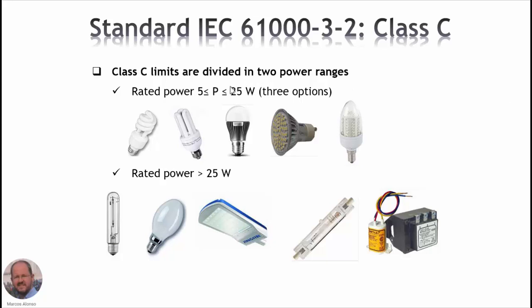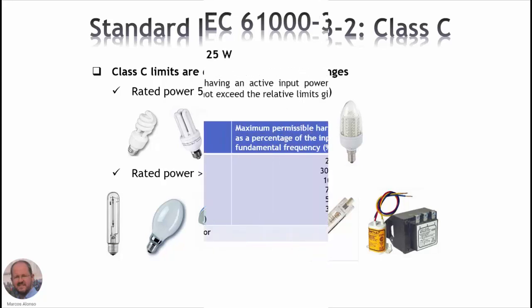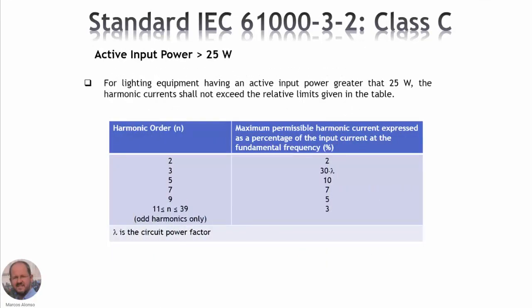So for power ratings in between 5 watts and 25 watts, which is the typical case of light bulbs, as we can see here, we have 3 different options to satisfy the standard. And below 5 watts, we don't have any limits in this standard. And then we have another range for power rating higher than 25 watts, which is the typical application of higher powers in outdoor lightings. Let's see as an example the case of active power higher than 25 watts.